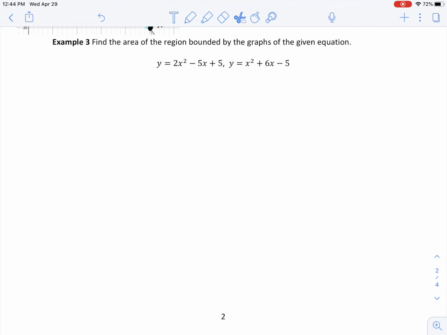Let's do the very last one. Ooh, look at this. This is a quadratic and a quadratic. So we're going to go ahead and find the area bounded by two quadratic functions. So you know what I do, I'm going to go ahead and graph these two first. Graph.